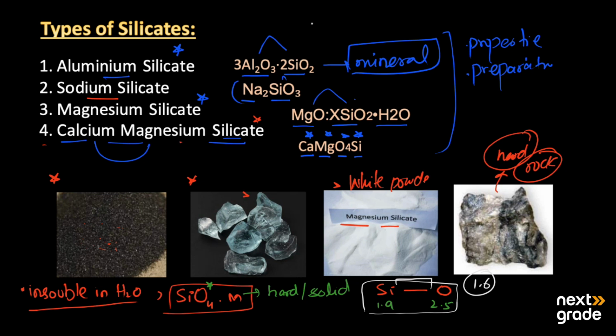We can also draw this as silicon bonded with oxygen. This is mainly a covalent bond. But due to the electronegativity difference of 1.6, we suggest that the bond is mainly ionic in nature, or has some ionic character in it. All this suggests that the silicates have ionic character in them.